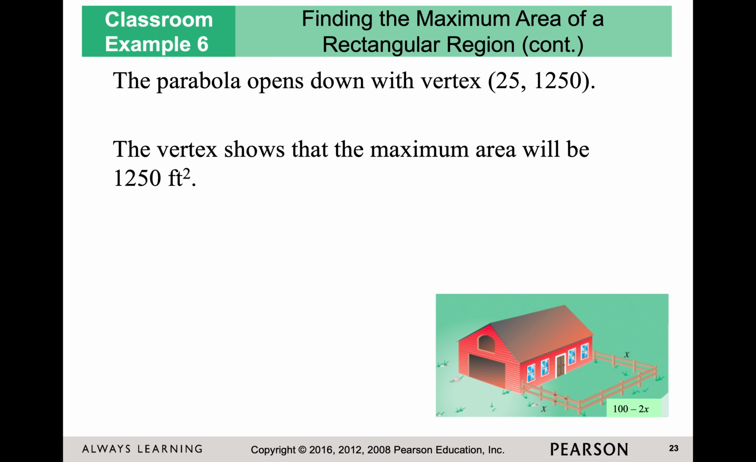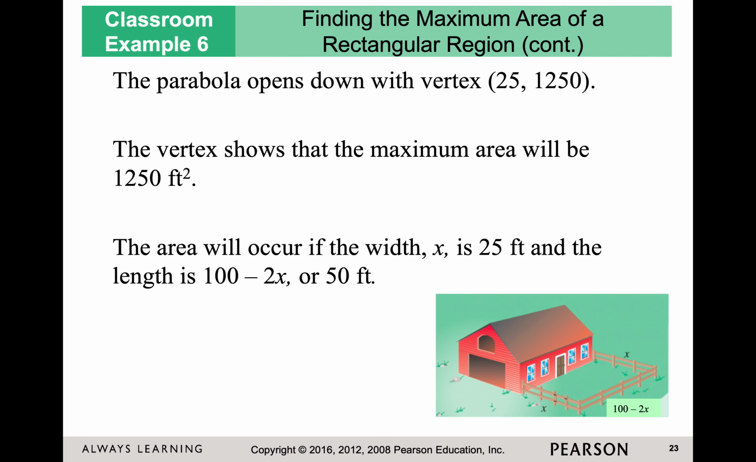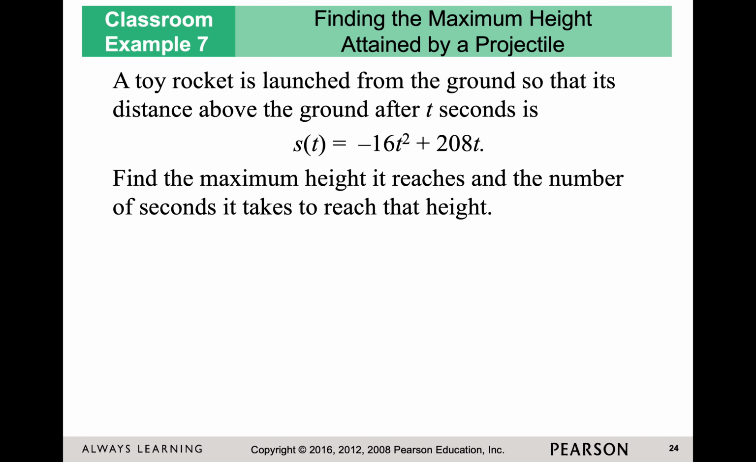25 is related to the dimensions, not the maximum area. So we're always looking for the y value when we're using this process. So the width is 25, that's my x value. And if I want to find 100 minus 2 times 25, that's going to give me my length, and the dimensions my length needs to be.